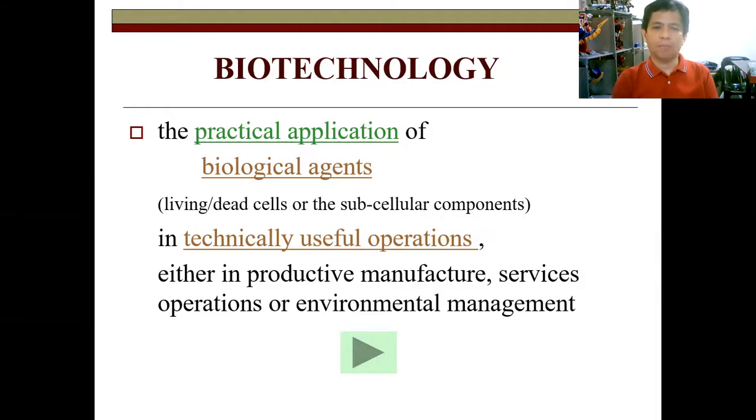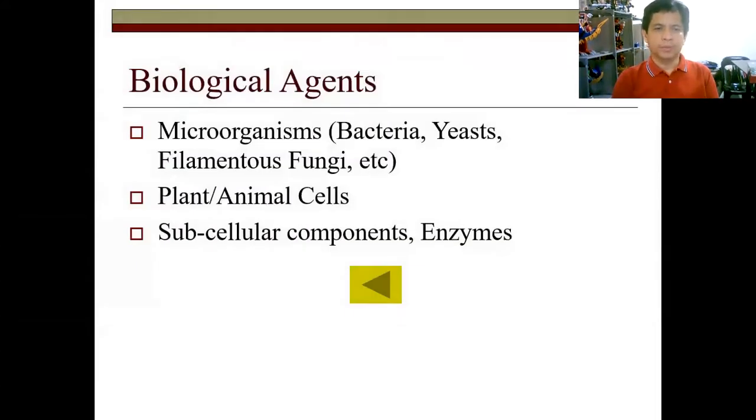Either in productive manufacture, like for example, we're going to produce ethanol, service operation, or environmental management. So for example, we're going to treat wastewater. That's environmental management. These are the different biological agents: microorganisms like bacteria, yeast, fungi, algae, or plant and animal cells, subcellular components like enzymes. These biological agents are involved in biochemical engineering.